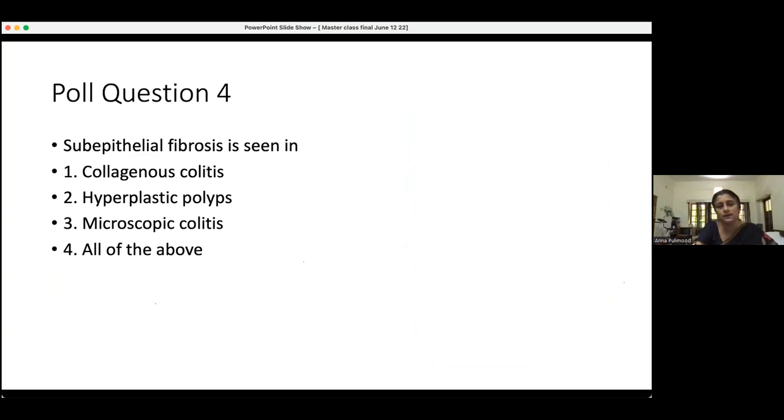Subepithelial fibrosis is seen in collagenous colitis, hyperplastic polyps, microscopic colitis, all of the above.